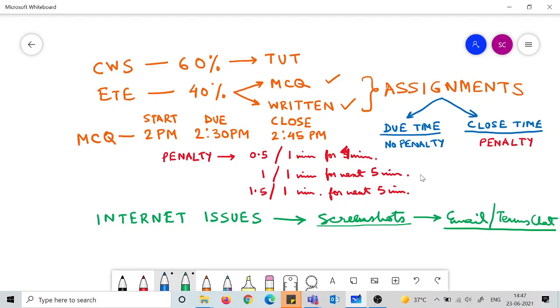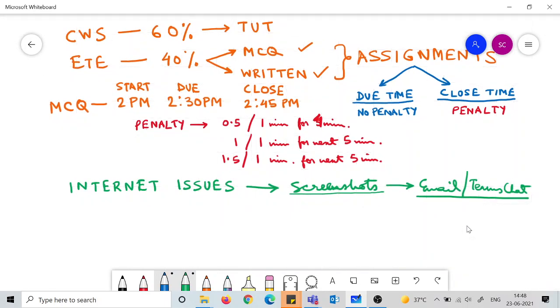But try to send them as quickly as possible. Don't be late in this. In Teams chat, in email, both options are there. So you try with another device. If one device is not working, you take the screenshots to another device and try to send it from there. So any one of these options would work.